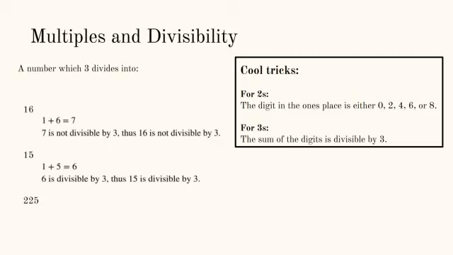Looking at the number 225, I don't want to do that division. So let's just add the digits. 2 plus 2 plus 5 is 9. 9 is divisible by 3. Therefore, 225 is divisible by 3. Cool.